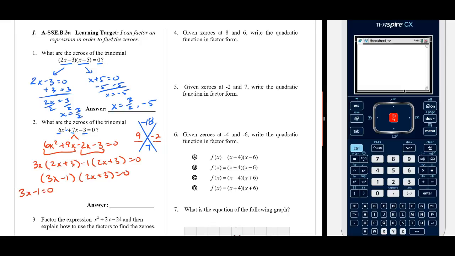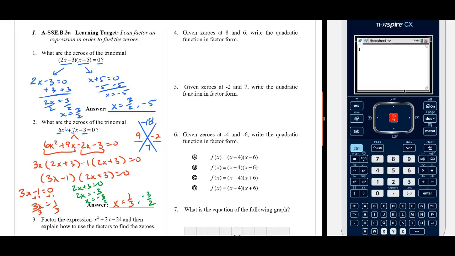So 3x minus 1 equals 0. Add the 1. 3x is equal to 1, divided by 3, x is equal to 1/3. And the second solution, 2x plus 3 is 0. So 2x is equal to negative 3, so x is negative 3 over 2.